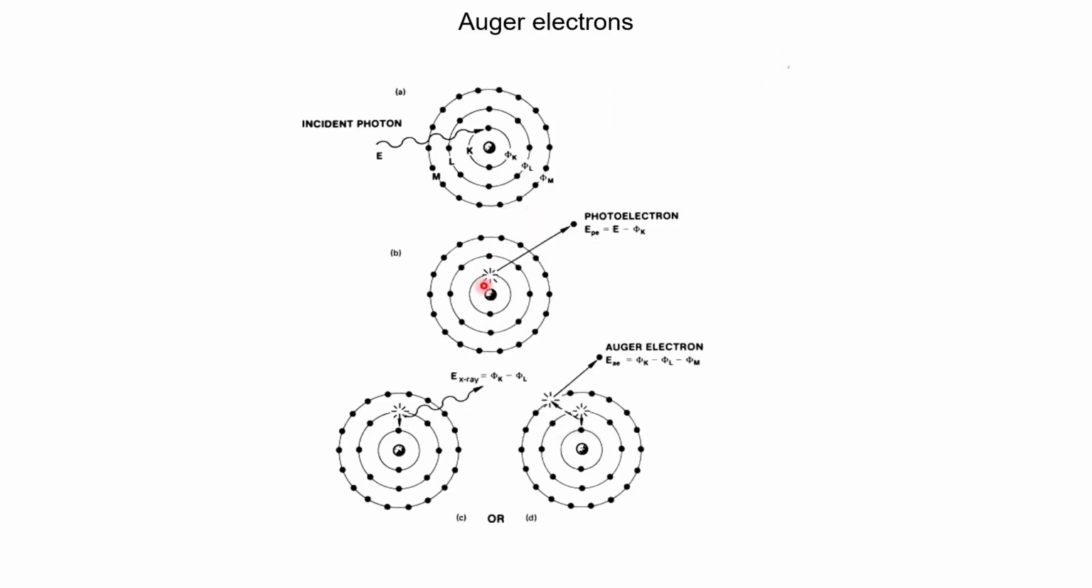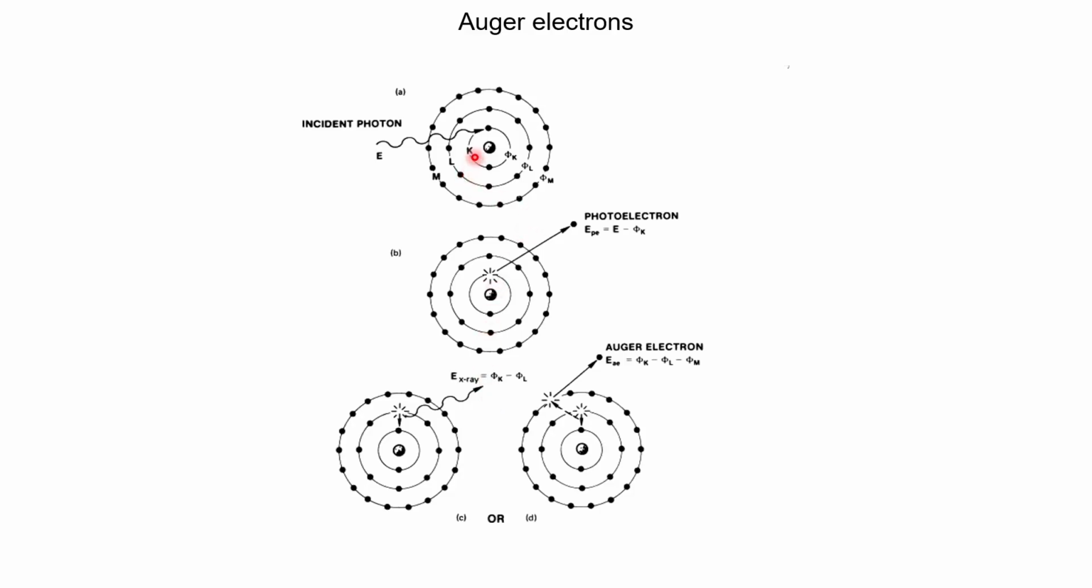So if the outer shell itself is transmitting the electrons to the inner shell, then that energy difference will be emitted out, and that will be the Auger electrons. These Auger electrons have very low energy as compared to the incoming electron or all other electrons.